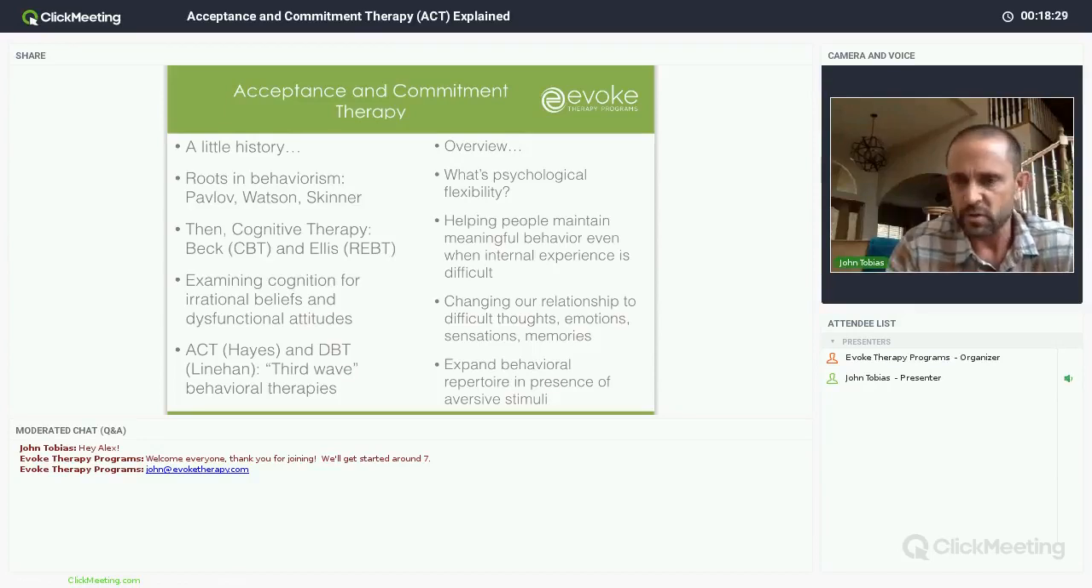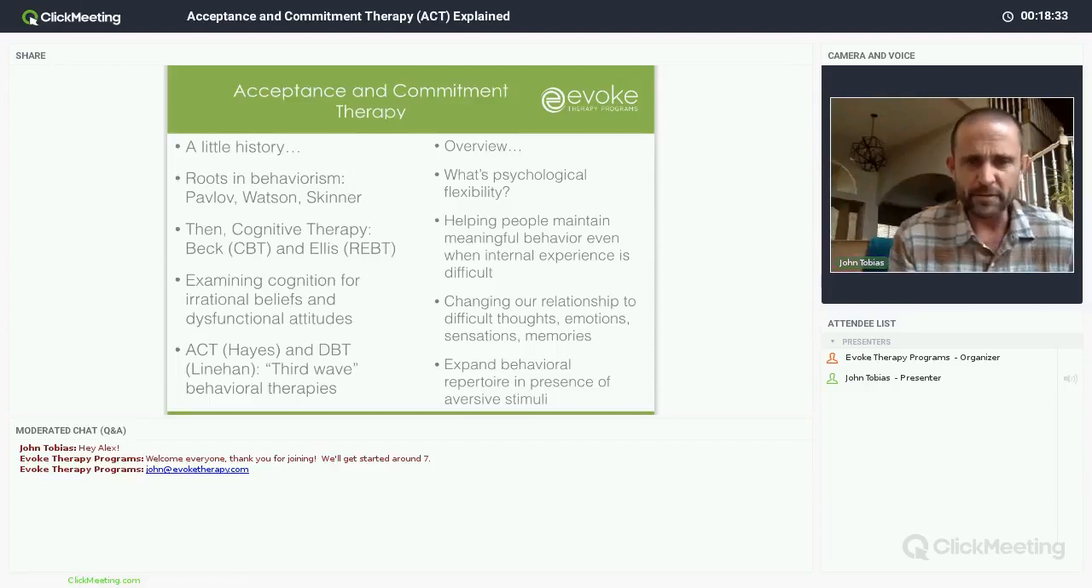So looking at ACT more specifically, to give a short overview, this idea of psychological flexibility, what is it? What do we mean by that? So it's helping people maintain meaningful behavior even when internal experience is difficult. Let me explain that a little bit.